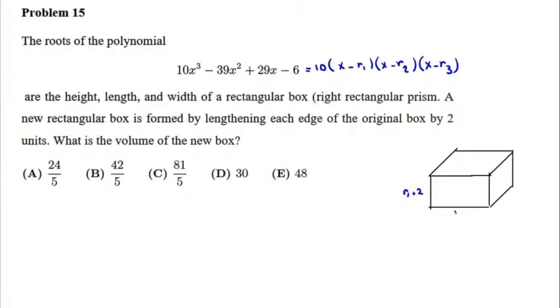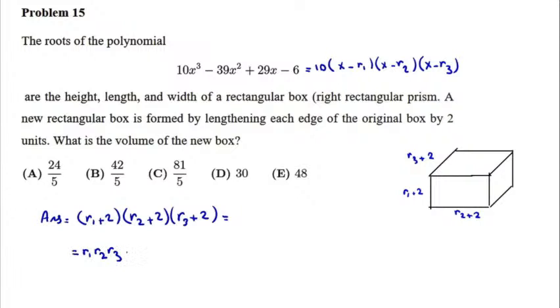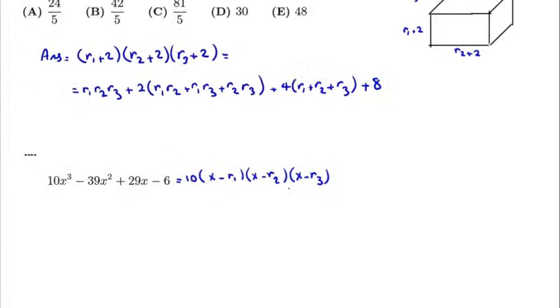Now, it says, for example, it is R1 plus 2, R2 plus 2, R3 plus 2. And the volume is what? The answer. It's R1 plus 2, R2 plus 2, R3 plus 2, where R1, R2, R3 are the roots of this polynomial, the problem says. So if we calculate this, it will be R1 R2 R3 plus 2 times R1 R2 plus R1 R3 plus R2 R3 plus 4 times R1 plus R2 plus R3 plus 8.